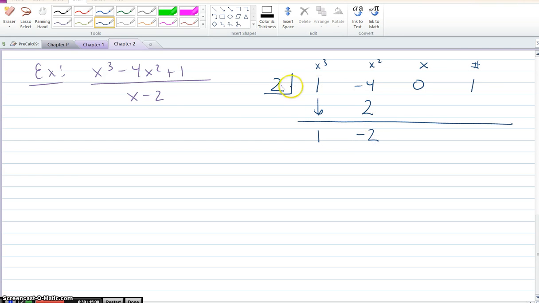Now take that number times 2. So 2 times negative 2 is negative 4. Add, you get negative 4. Again, multiply by what's on the shelf. Negative 4 times 2, you get negative 8. Add, you get negative 7. There's our remainder. So now write that out.